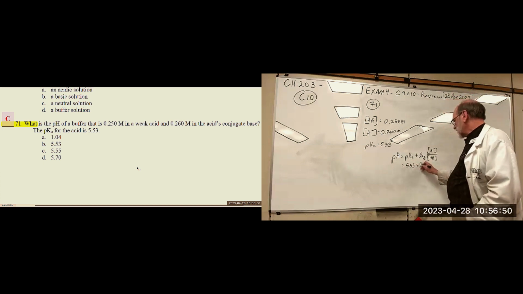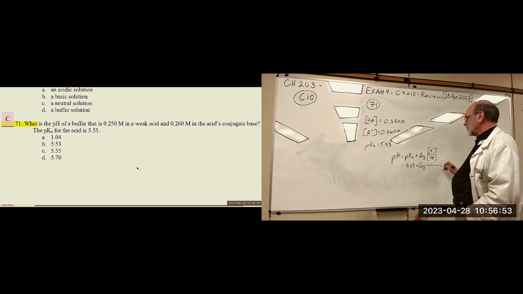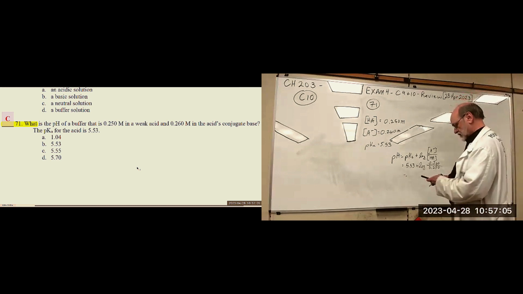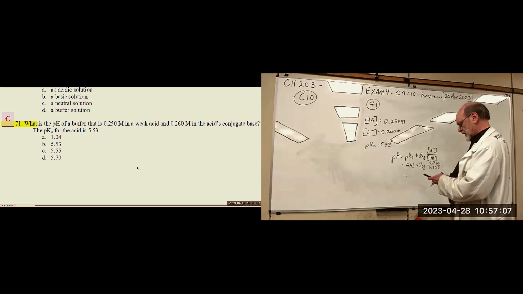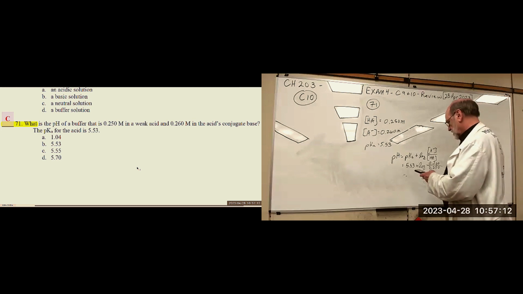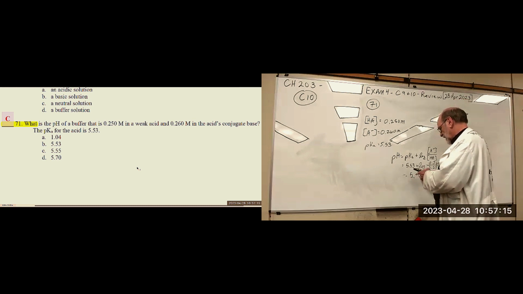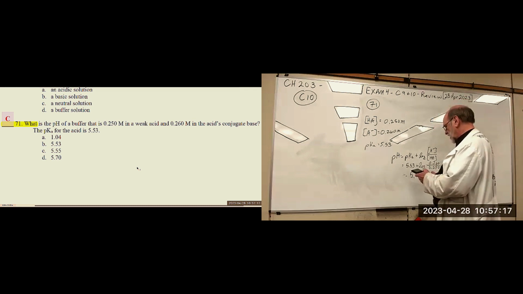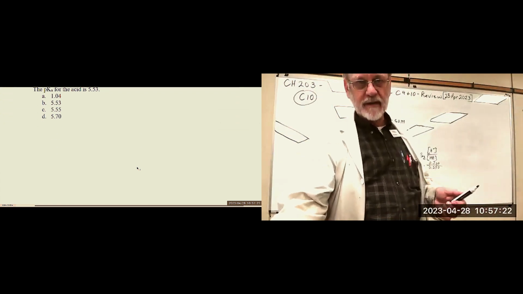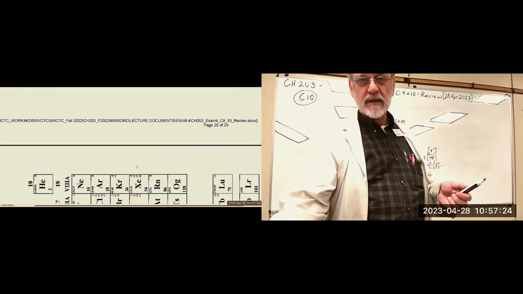5.53 plus the log of 0.260 over 0.250, and find out what that mathematical expression produces. Enter 0.26, enter 0.25, divide, take the log, and 5.53 plus. So that is 5.55 pH. C is the answer. That was simple. And that was the last one.